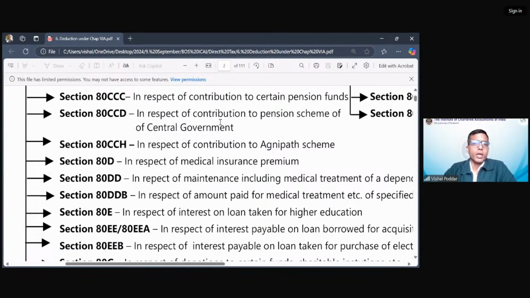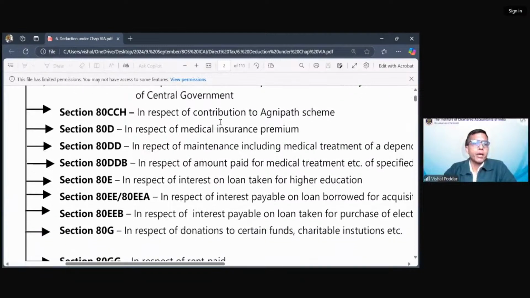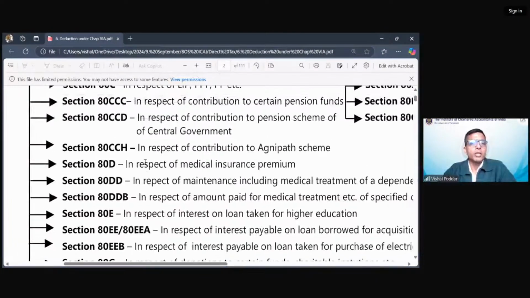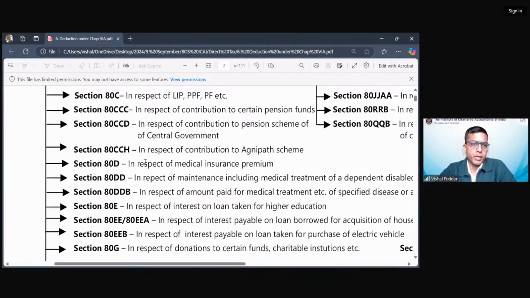Similarly, 80D, 80DD, 80DDB, all these are dealing with investments. Now, I have not mentioned the sections interim, which is CCC, CCD, CCH, because these are only investment for individuals. But here in 80C, 80D, 80DD, the payments that we are going to study are applicable even to one person, and it is applicable even to your family.